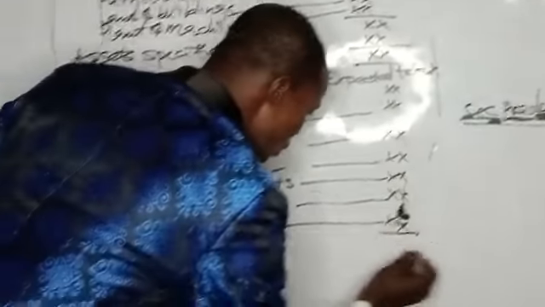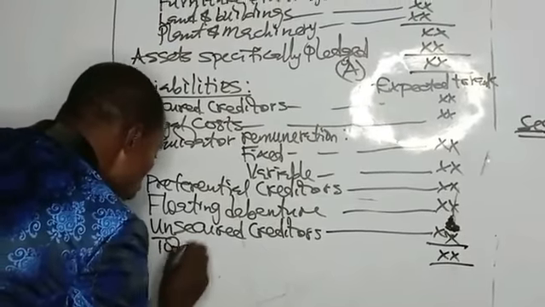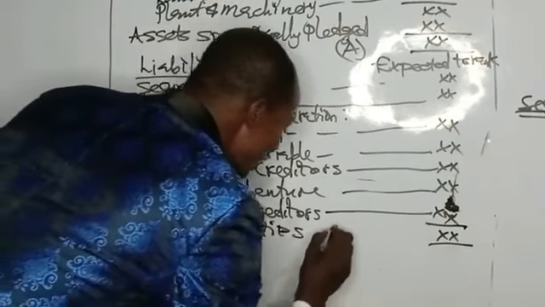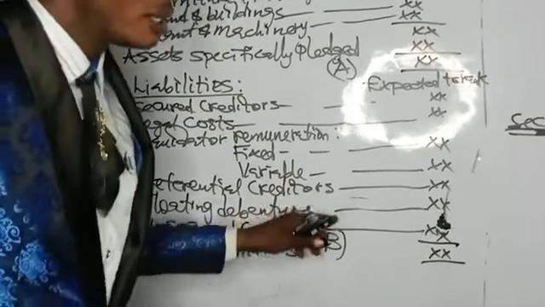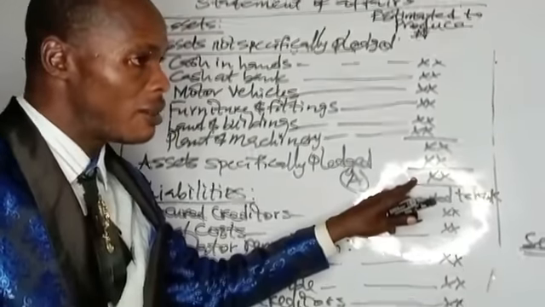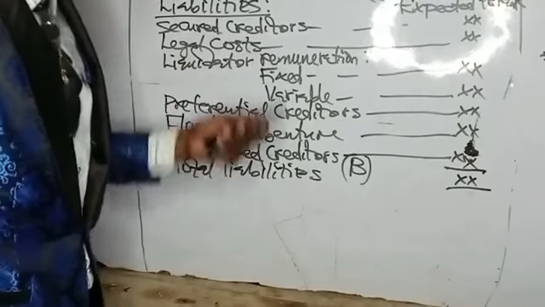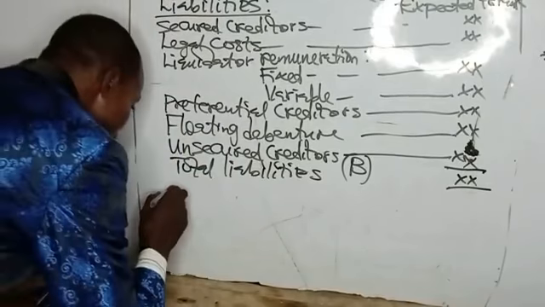Now, let's sum up all the liabilities. We have total liabilities. Let's have that as B. So, you now subtract all the liabilities from the estimated realizable value of the assets, giving the estimated surplus after settlement of all debts. So it may be a surplus or a deficit.